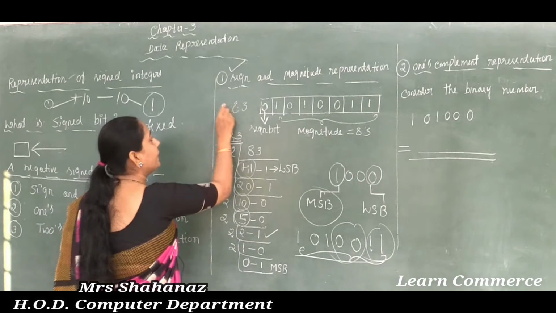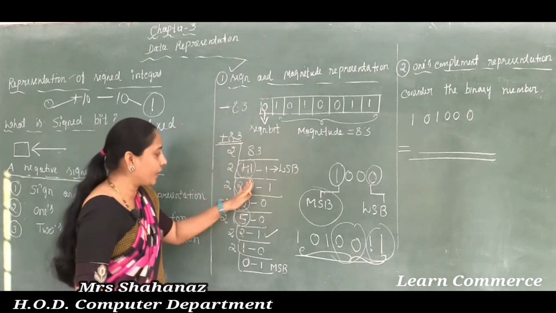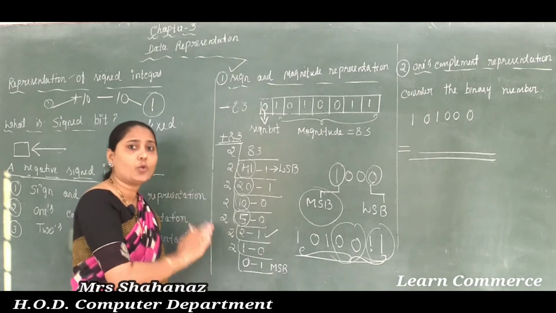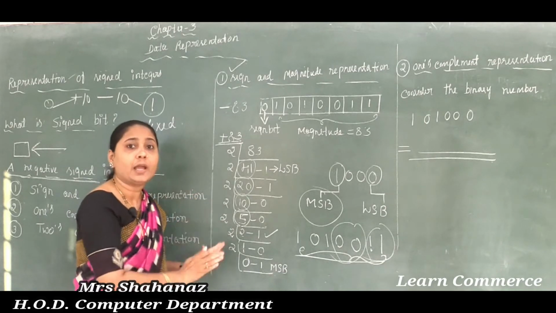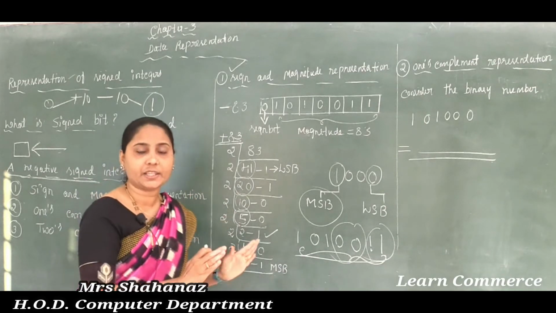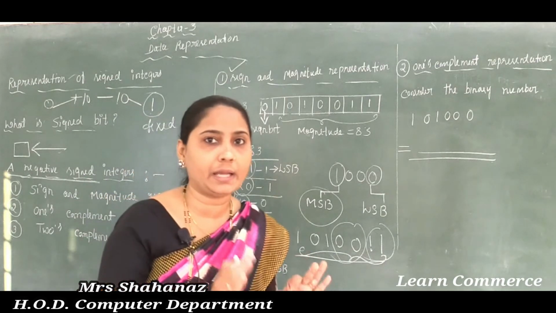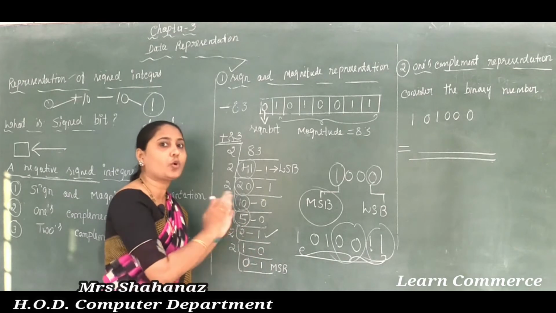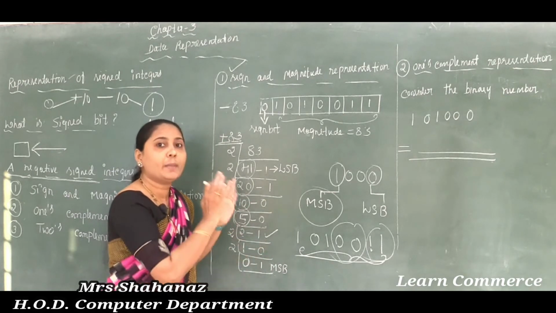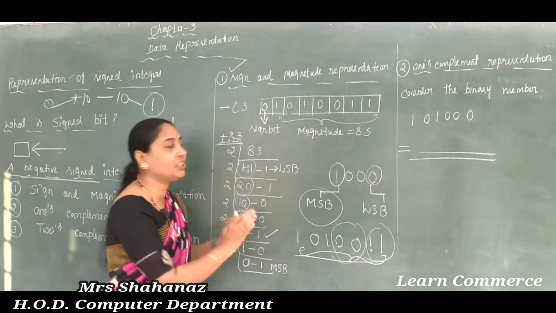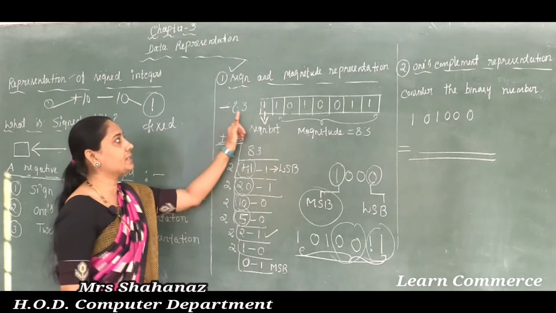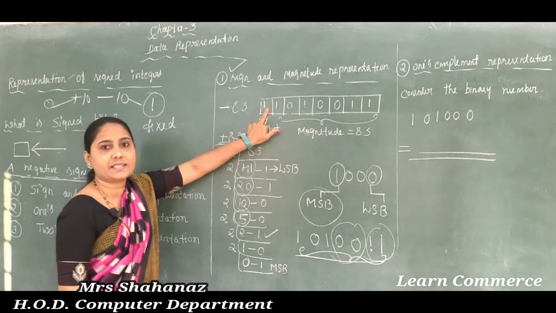Maybe it is minus 83. That means while dividing, there are no changes. Whatever the quotient value and whatever the remainder we get while dividing plus 83, the same thing we get for minus 83. There are no changes in the quotient as well as the remainder, but we only need to change the sign bit. As we know, for minus 83, the sign bit is equal to 1.